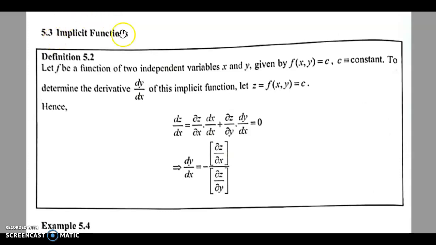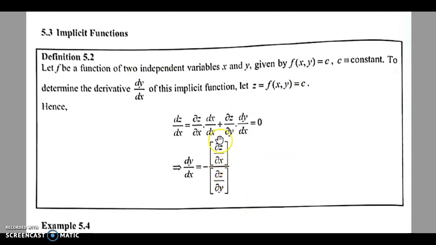Partial derivative, which is implicit functions. I believe that you guys are familiar with the term implicit. We have learned one of the methods in finding derivatives previously in the topic of differentiation, where you have implicit differentiation. That is where you want to find dy over dx, that have a function that consists of both x and y in it, right?